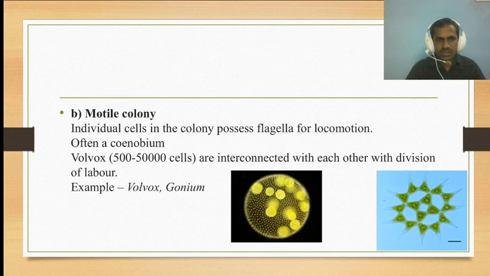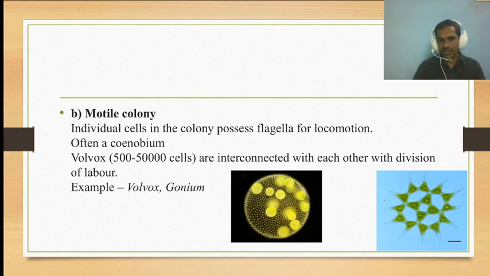Now the motile colony: individual cells in the colony possess flagella, which help them move from one place to another. Often they have a coenobium. For example, in Volvox the cells may number 500 to 50,000. They are interconnected with each other with division of labor, which is present in Volvox and Gonium.